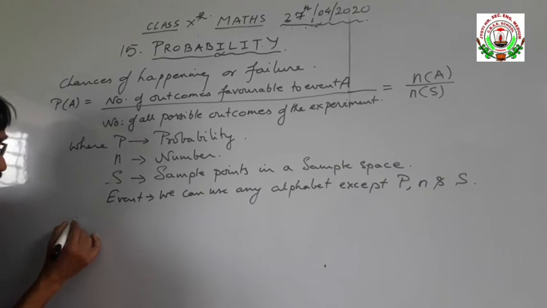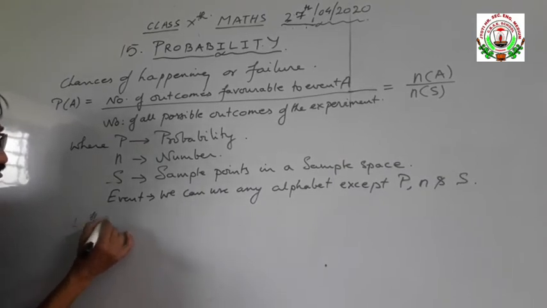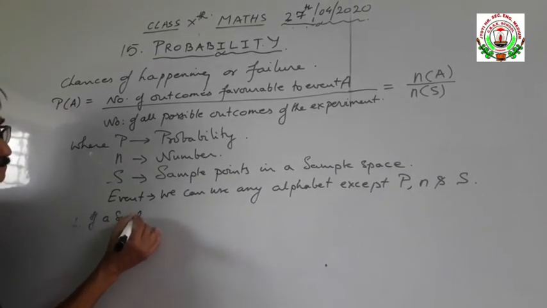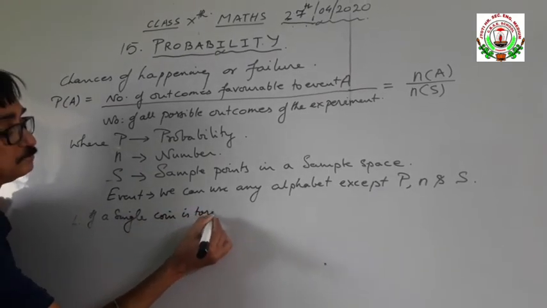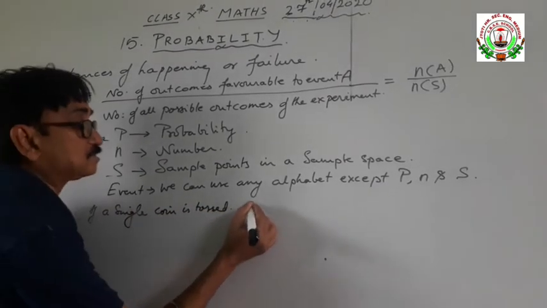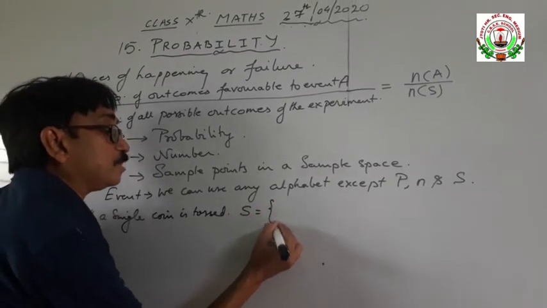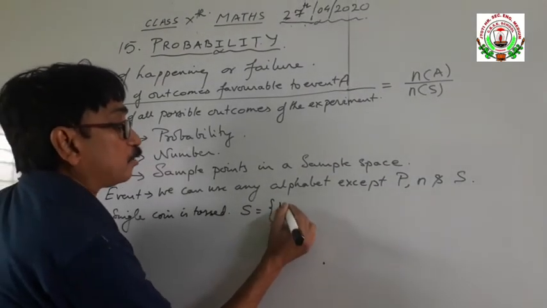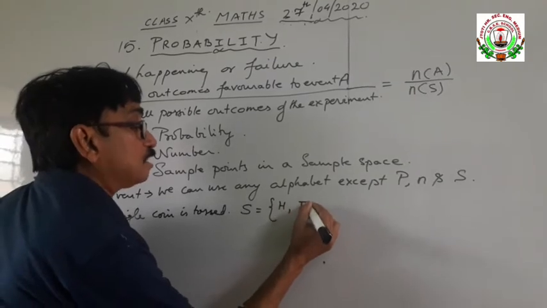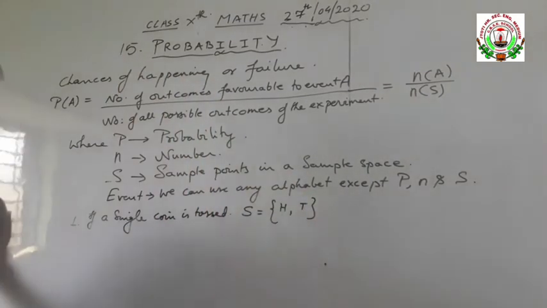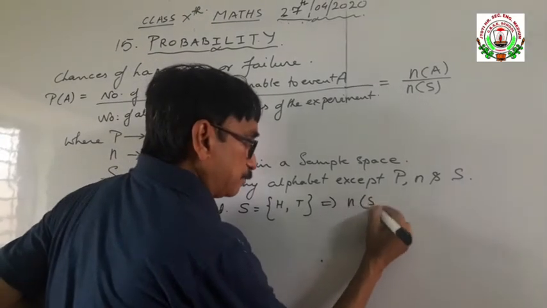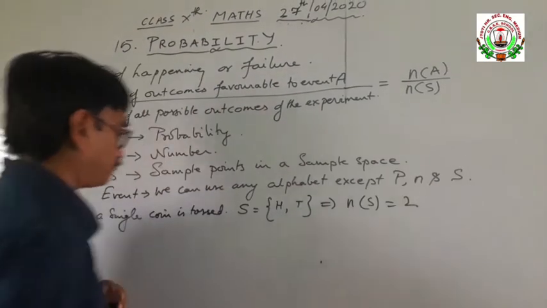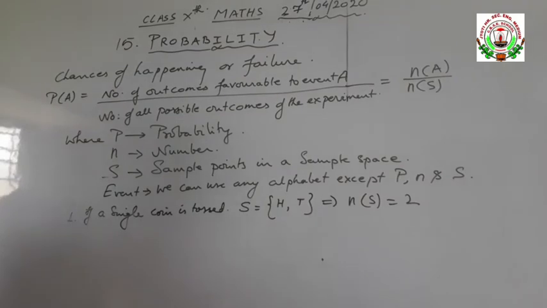For sample points, first, if a single coin is tossed, then the sample space will have only 2 possible outcomes, either head or tail. So total sample points here will be only 2. In case of a coin, there will be only head or tail.